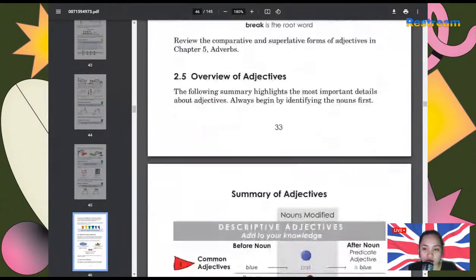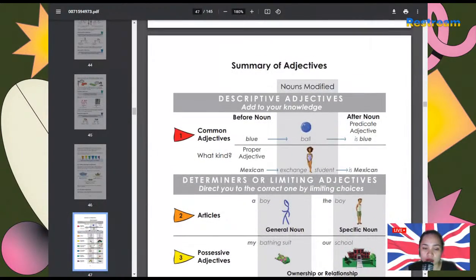So we are done with the first page. For the next one, there you go. Since we are already done with the adjectives for chapter 2, and that's very fast, right? We just started it yesterday, but we're now going to the summary or the overview itself. So for the summary of adjectives.